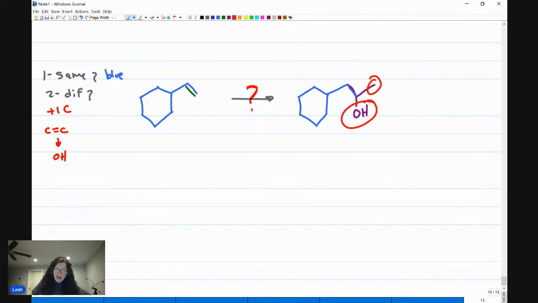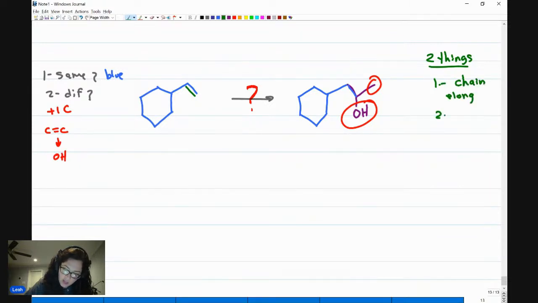It's not as obvious as before, but there are 2 things that I did. If I do these 2 things, I immediately want to think Grignard. 1 is a chain elongation. I'll just write chain elong. And 2 is I have an alcohol or some kind of residue that used to be an alcohol.